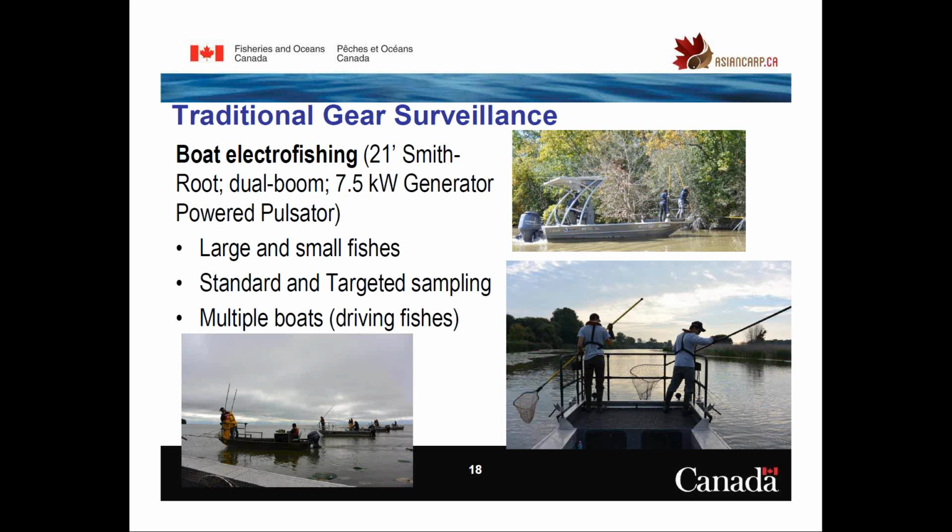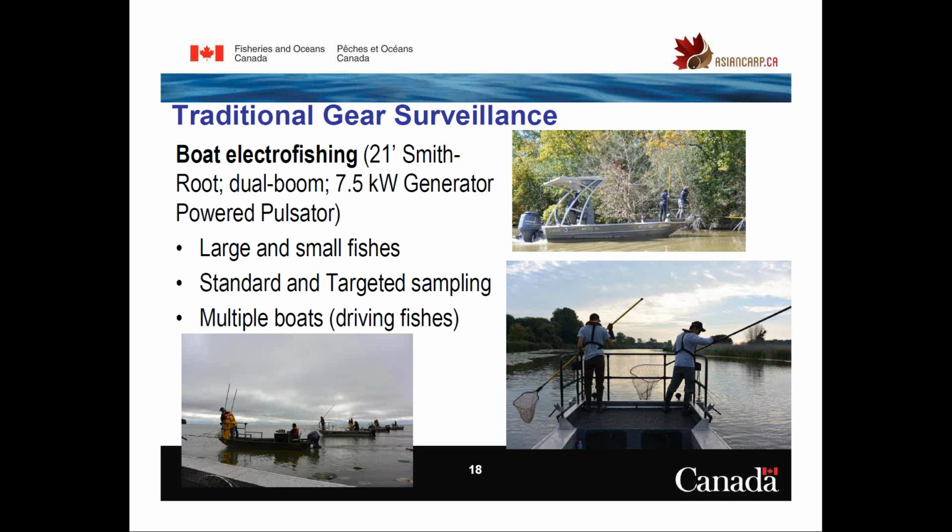The netters on the bow, and you can see netters on the bow of each of these boats, then use their dip nets to collect the stunned fishes and transfer them into a live well. The fishes can then be identified, measured, photographed, and released. Boat electrofishing is an effective gear for sampling a broad range of fish sizes, and it's also a very low impact style of sampling when you use it properly.